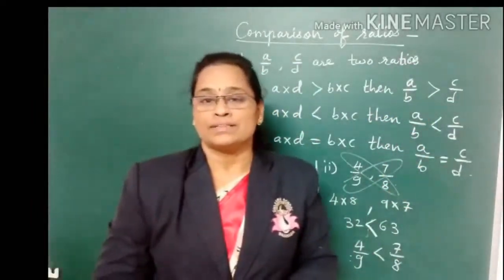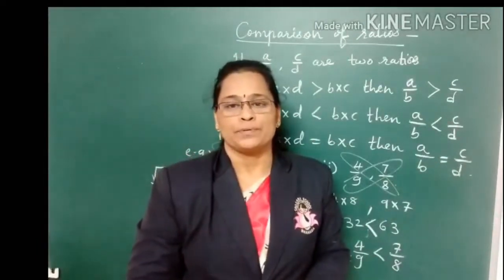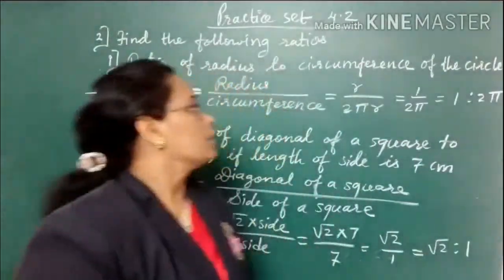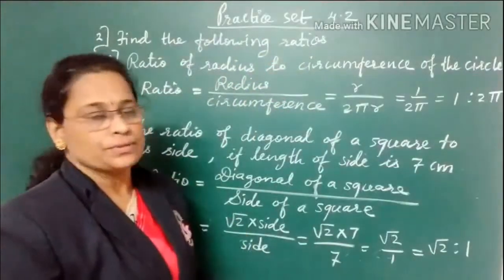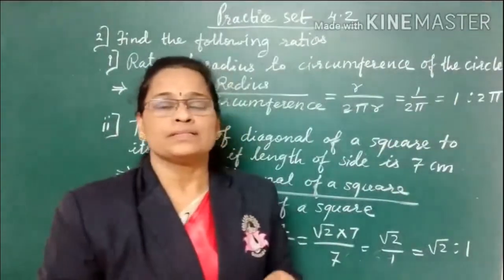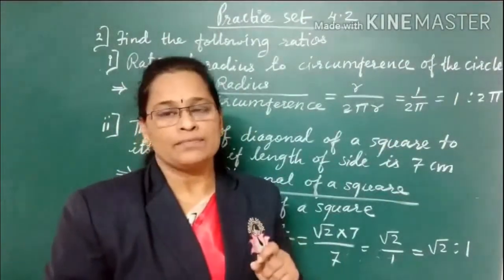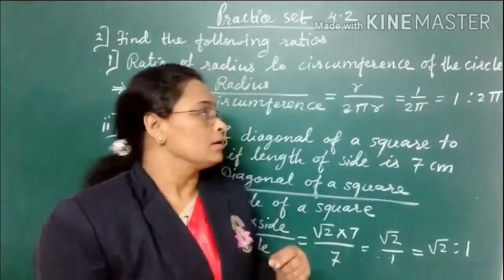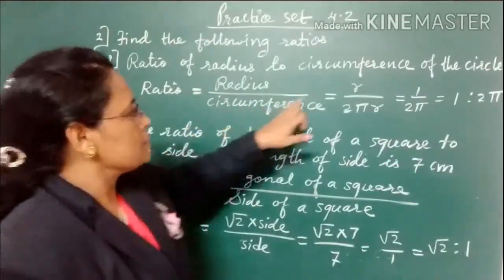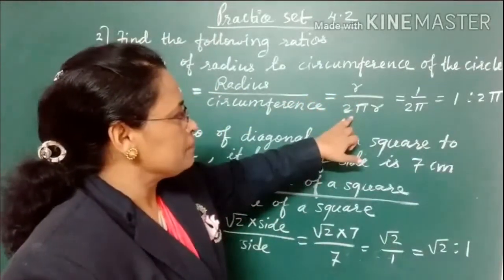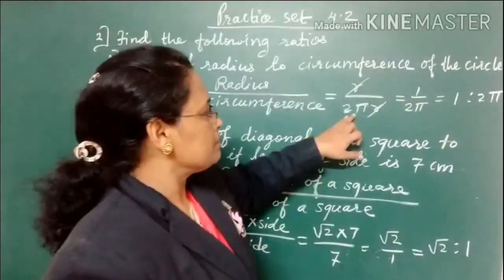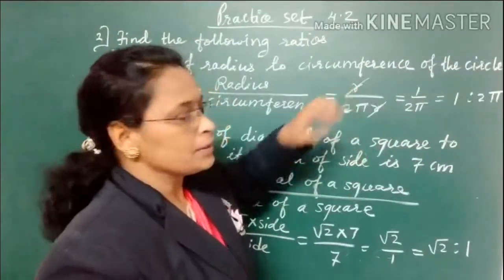Okay, let's solve some of the examples depending on this comparison of the ratios from practice set 4.2. Let's see the question. Find the following ratios. Here the ratio of radius to circumference of the circle is asked. Radius is always denoted by the letter R, and the formula for the circumference we should know, that is 2 pi R. So let's write the ratio. Ratio of radius of a circle to the circumference of a circle. Radius is R, circumference 2 pi R, and if we divide by R, then we'll get 2 pi in the denominator, in the numerator it is 1.